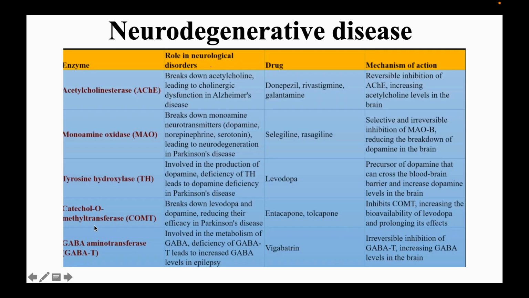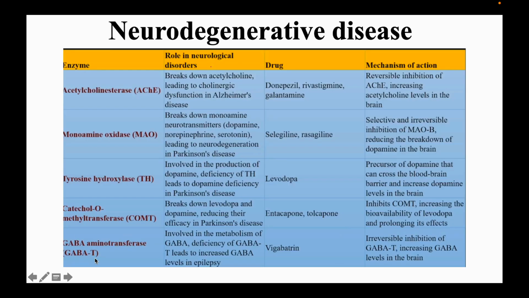Then we have catechol O-methyltransferase. This enzyme is used for the breakdown of levodopa and dopamine, reducing the efficacy in Parkinson's disease. So we need to inhibit this enzyme COMT in order to increase the levodopa and dopamine availability.